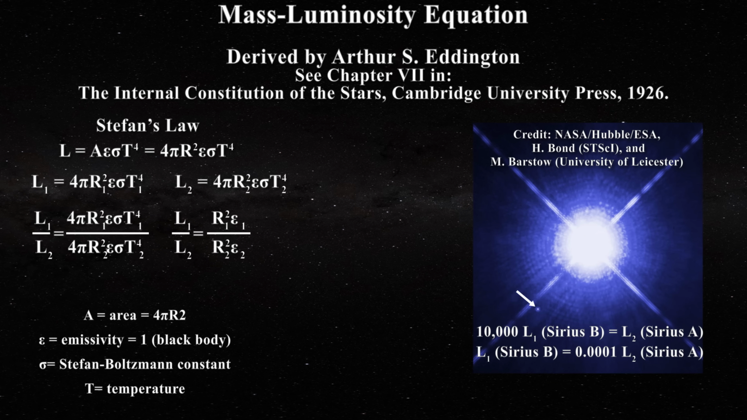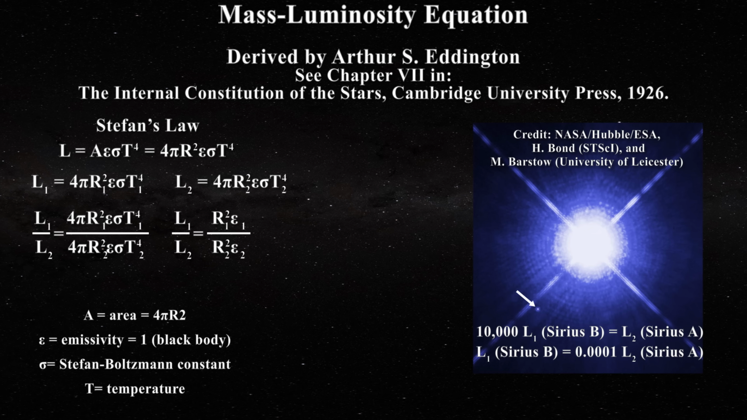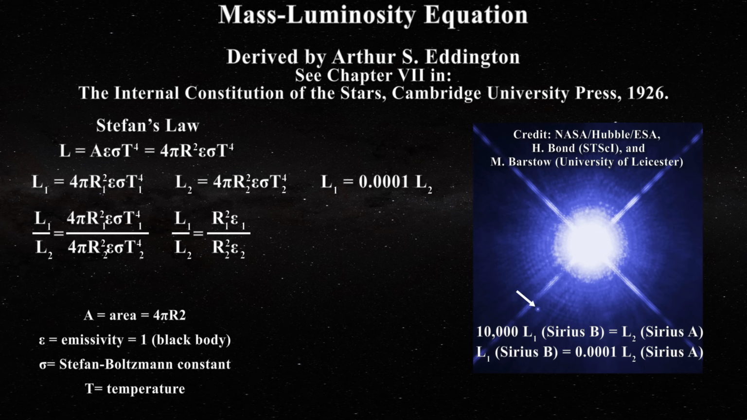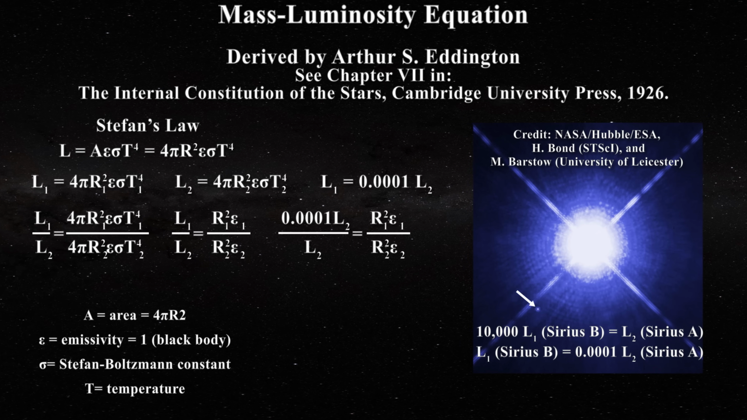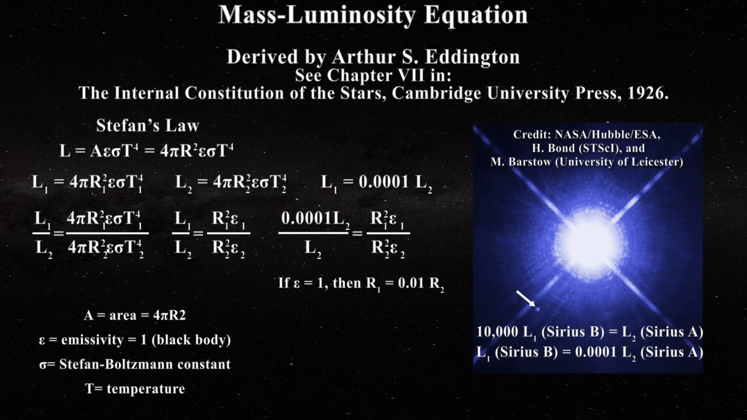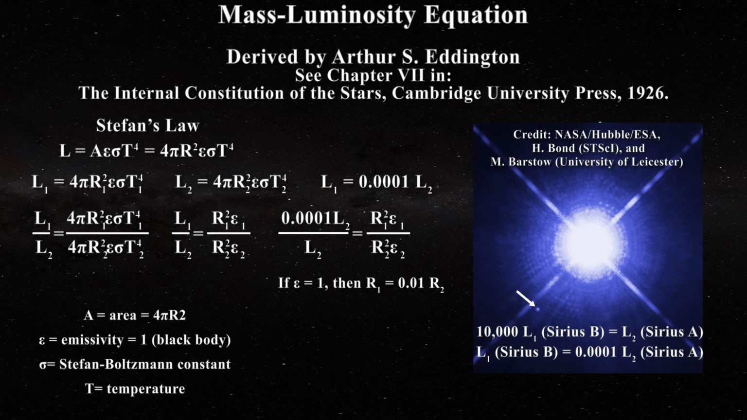Now let us assume that the first star has a luminosity which is only 1/10,000th of the luminosity of the second star, namely L1 is equal to 0.0001 L2. Now we have this expression. It is clear that if emissivity is forced to equal 1, then the solution is that R1 must be equal to 0.01 R2. The luminosity of the dwarf is then accounted for entirely by lowering the radius of the star and making it extra dense.